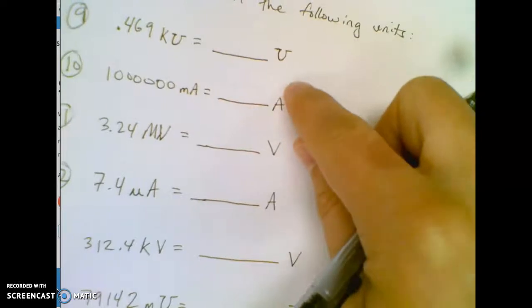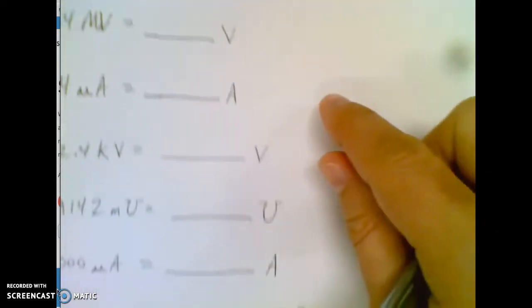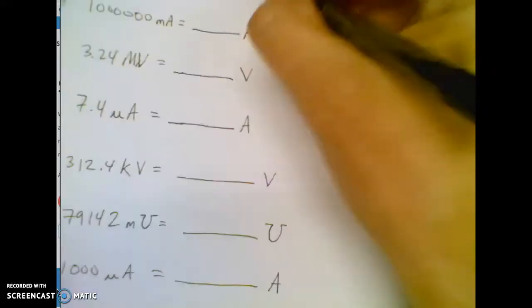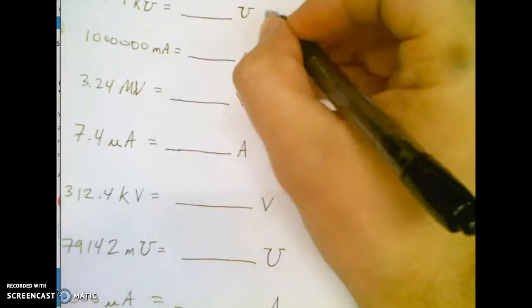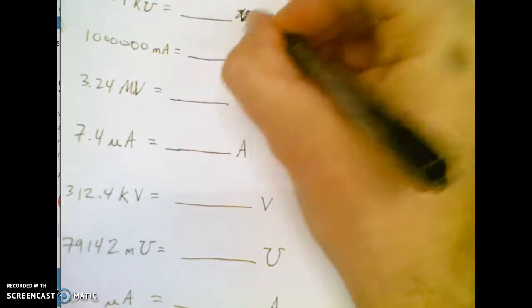Did I draw my ohms upside down? Gosh darn it. I drew an omega. Shoot. Flip-flop all these. What the heck was I thinking? It's like a horseshoe. Gosh darn it.